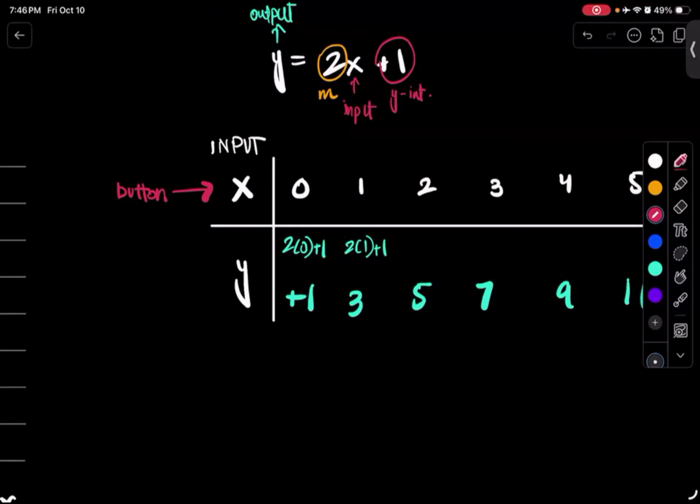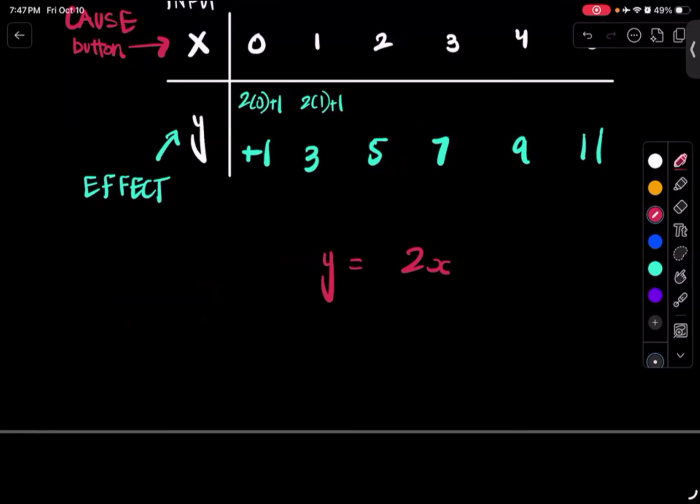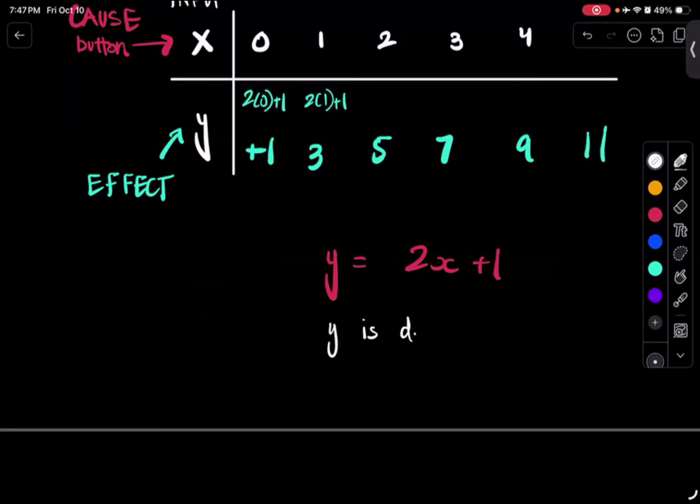This is the button that I press. Doesn't that mean that x is my cause? And what is the effect in this case? y. Why? Because if I don't press the button of x, I am not going to get a certain output y. So y is equal to 2x plus 1 is basically saying that y is dependent on x. That's what a function is. This is a function. That means this is just a machine that when I press a certain x button, that machine is going to pop up a certain y output. So that's what a function is.